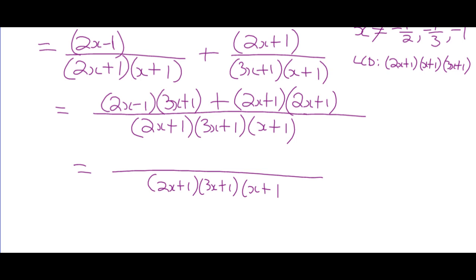So whether this goes 4 terms here and 4 terms here, and then we collect them, or you do it 3 terms, I'll do the 4 terms. I mean, why not? So we get 6x squared plus 2x minus 3x minus 1 plus 4x squared plus 2x plus 2x plus 1.